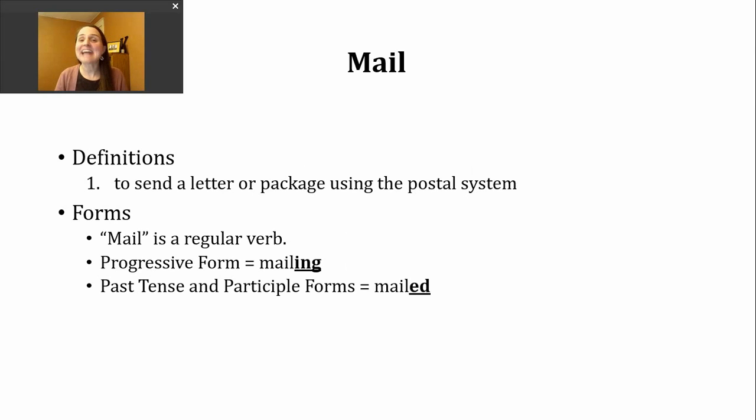This is likely an action you have performed at some time. You should know that mail is a regular verb. To make the progressive tense, all we're going to do is add ing to form mailing. The past tense and participle form of this verb are made by adding ed.